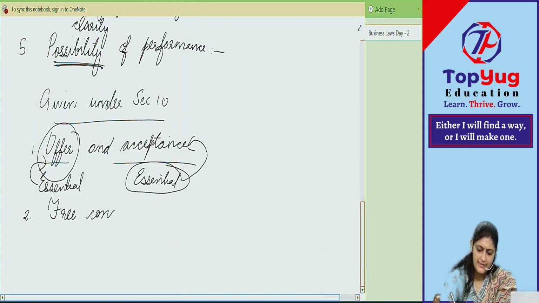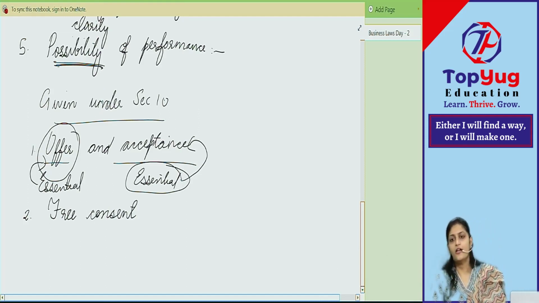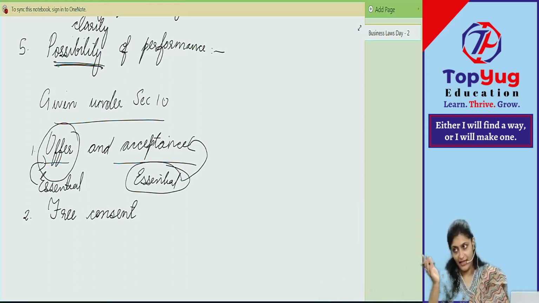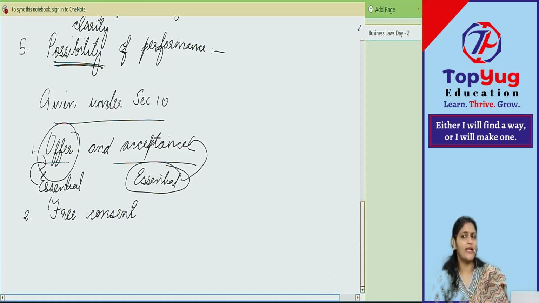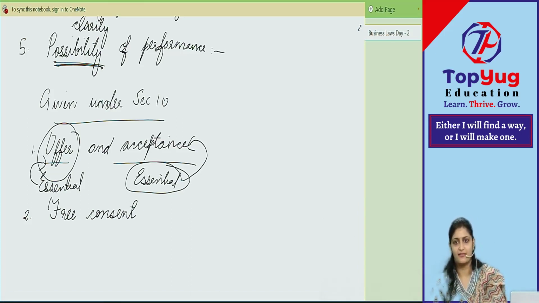Free consent. What do you mean by consent? Agreeing to something, saying a yes to something. So, in any agreement, do we require this yes? Who will give this yes? The person who is giving the acceptance will say a yes.